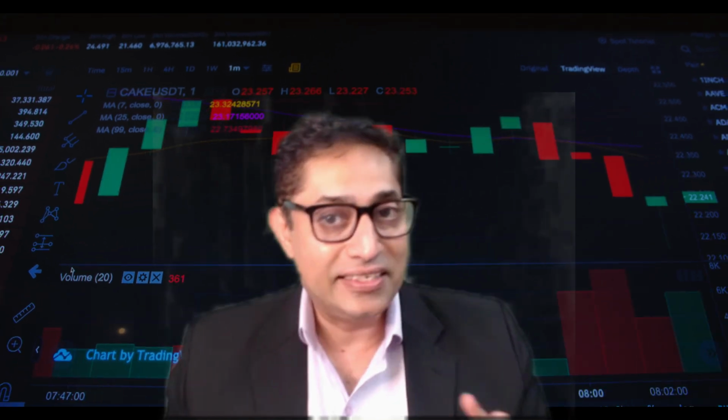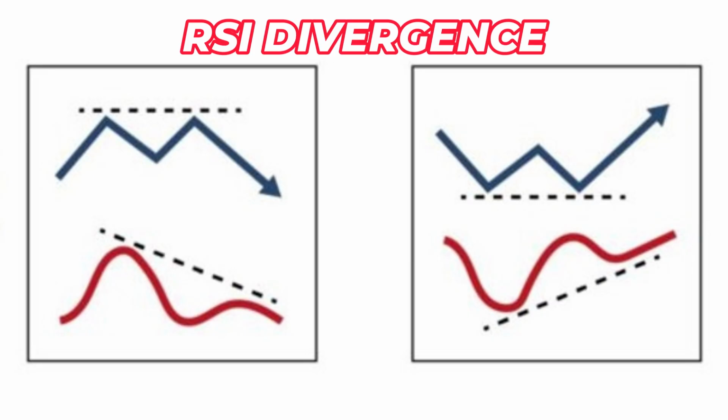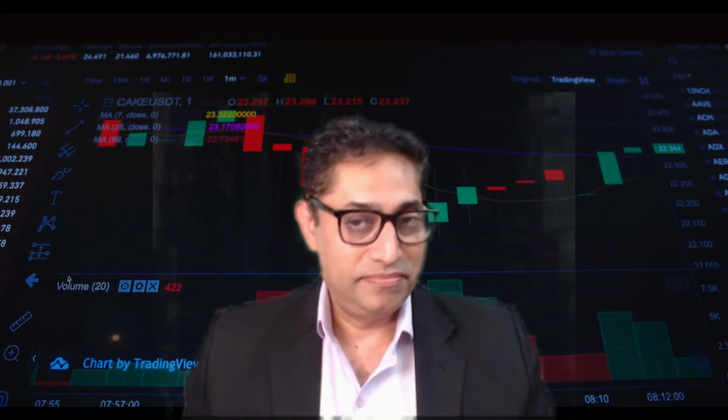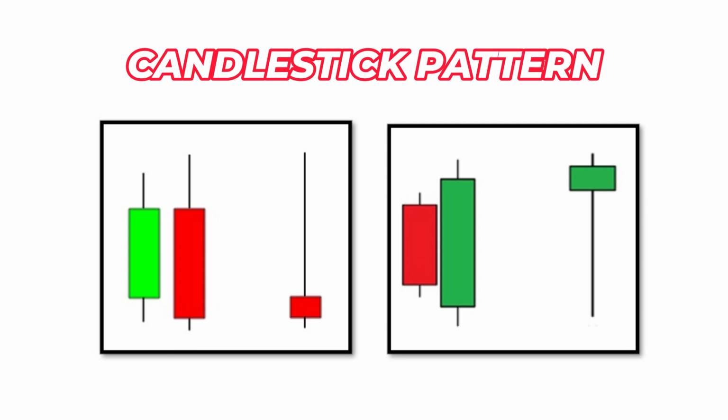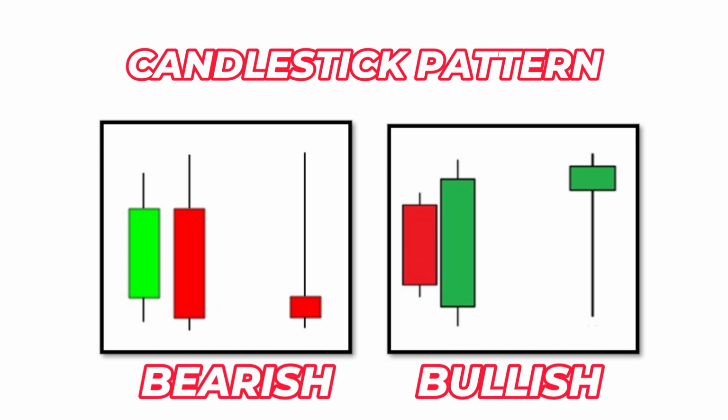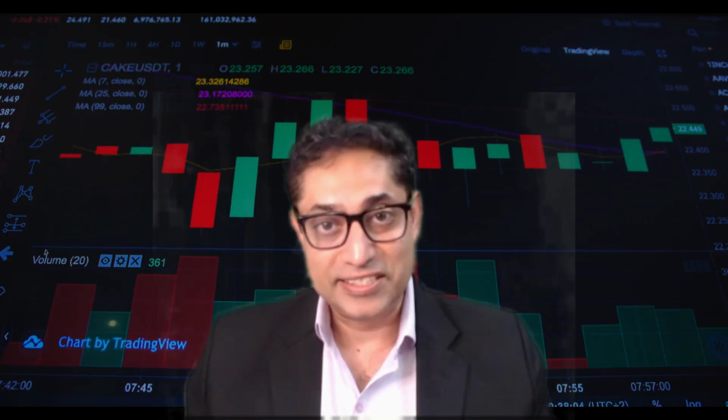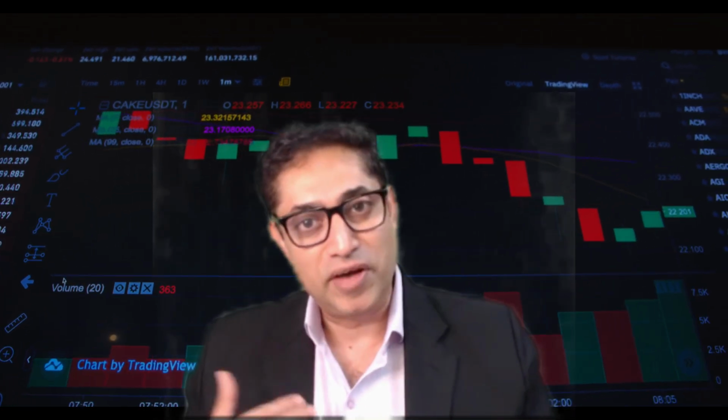Once you pick up a double top or a double bottom in the trend, the second part is you need to identify an RSI divergence. The third step is to identify a good candlestick pattern there, like a bullish candlestick pattern for a double bottom and a bearish candlestick pattern for a double top. And then you enter into a trade with a stop loss either below the support zone or above the resistance zone. So let us have a look at a simulation first and then we will have a look at the charts.